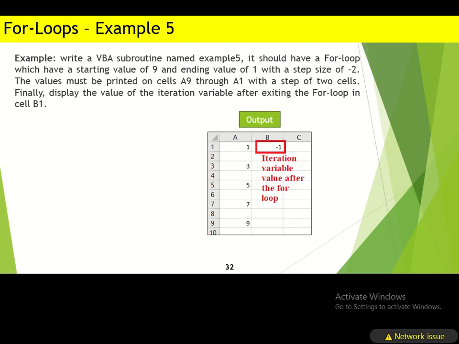The values must be printed on cells A9 through A1 with a step of 2 cells. Okay. So the loop is working with a 2-step cell, and the values are also required with 2 steps. Okay. And the exiting value of the for loop, the iteration variable, put it in cell B1. Okay. So I want the values in the first column, and I want the last value of I here.